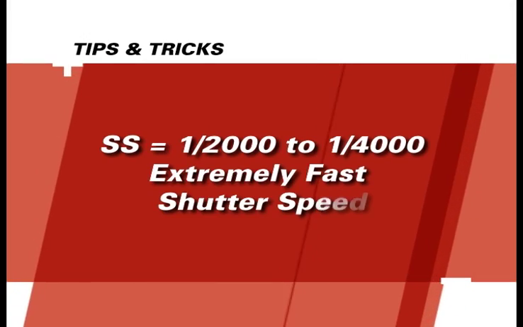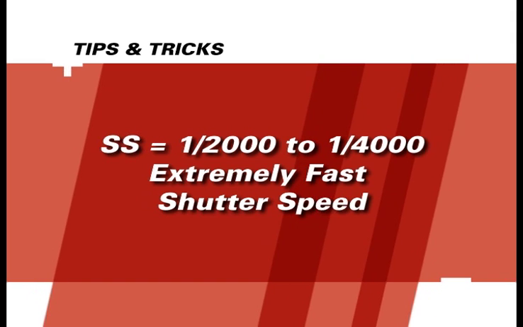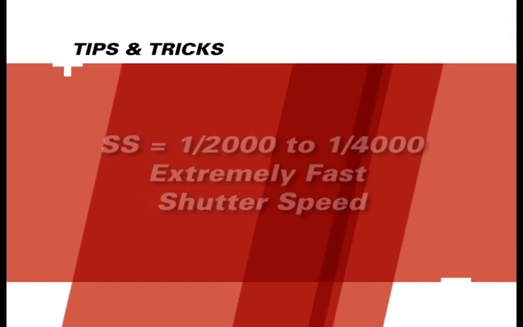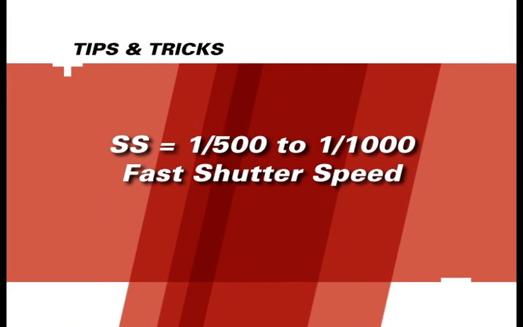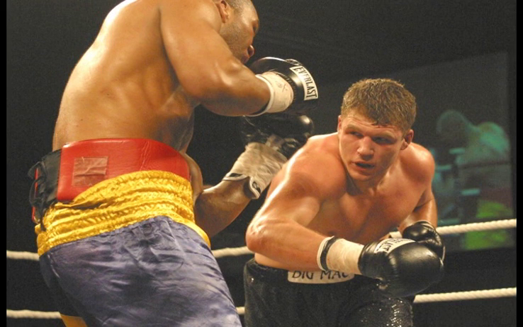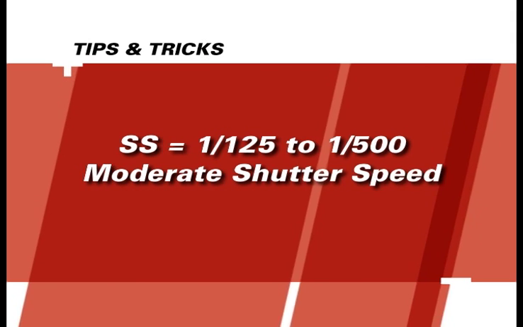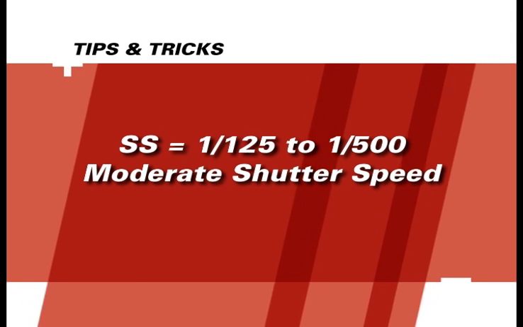A fast shutter speed of 1/2000th to 1/4000th could be used to freeze the wings of a bee in flight or the blades of a helicopter. A shutter speed of 1/500th to 1/1000th could be good for freezing action at a sporting event. A moderate shutter speed of 1/125th to 1/500th could be used for taking portraits of friends or family.